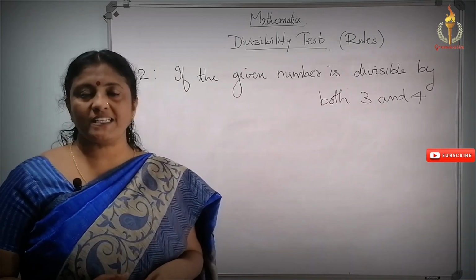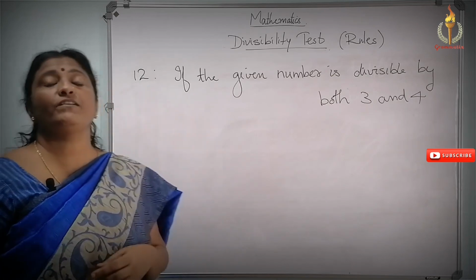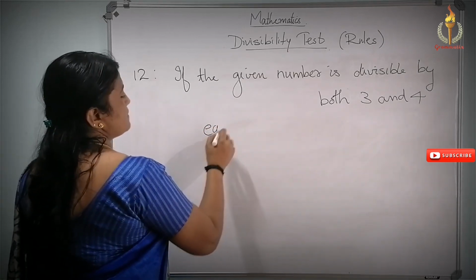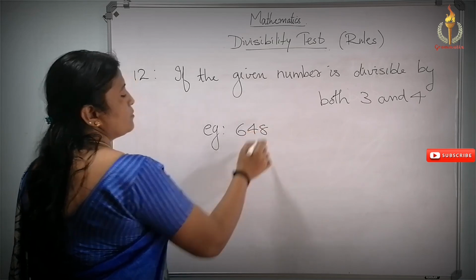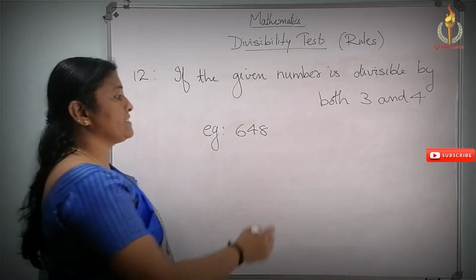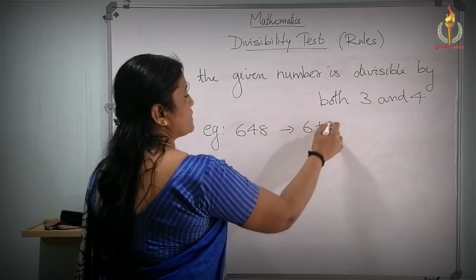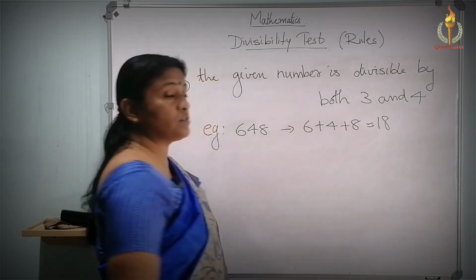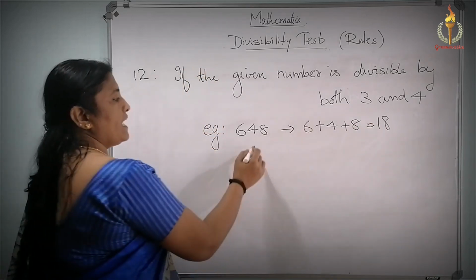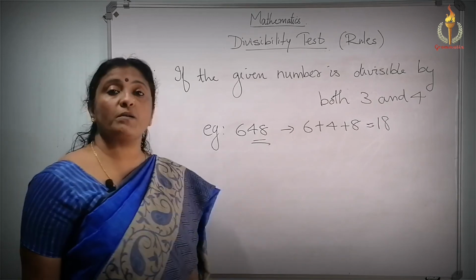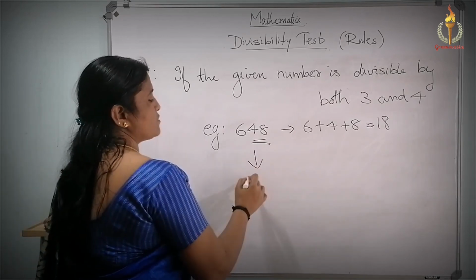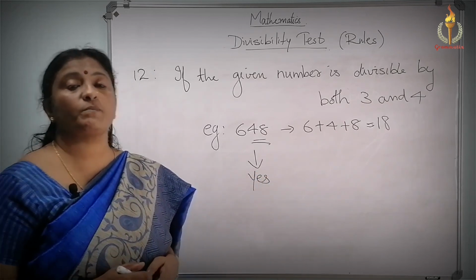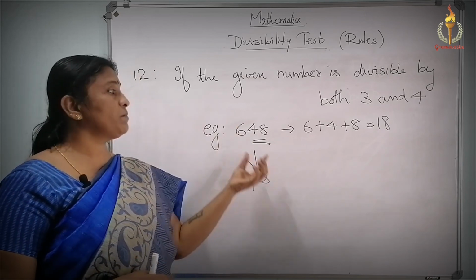So moving on to the divisibility test of 12. It states that a given number is divisible by 12 if it is divisible by both 3 and 4. Your example is 648. For the divisibility test of 3, you add 6 plus 4 plus 8, that is equal to 18. So it follows the divisibility test of 3, and the last two digits are 48, which is divisible by 4. Therefore 648 is divisible by 12. So to see whether a number is divisible by 12, you have to see whether it is divisible by both 3 and 4.